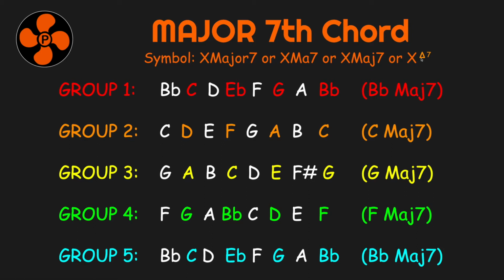Let's try the major 7th arpeggios by playing each of the white notes in your group. We'll go up and down in half notes. 1, 2, ready, go. Here's a major 7th chord all together.